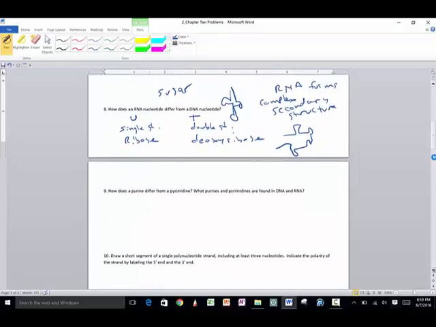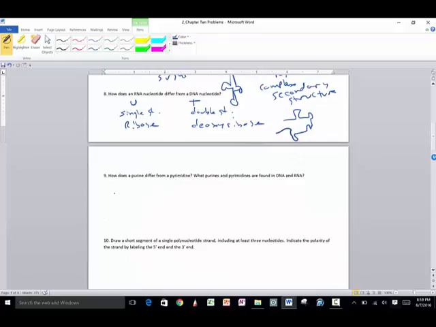How is a purine different from a pyrimidine? Well, purine has a double ring structure. One of the rings has 6 carbons and the other one's a 5 carbon ring. There are random miscellaneous double bonds in there. We got some nitrogens in there somewhere. Pyrimidines are single-ring structures.